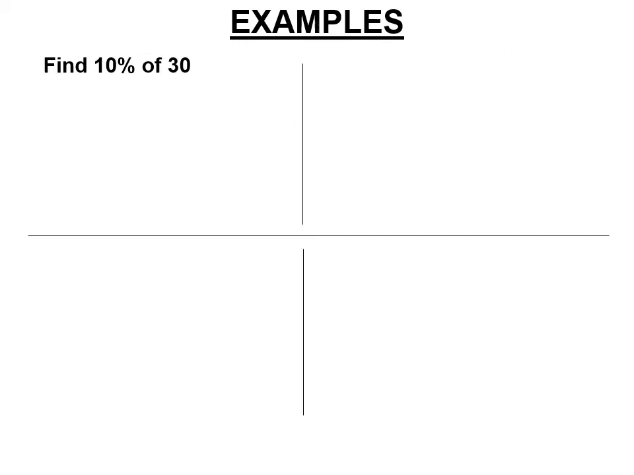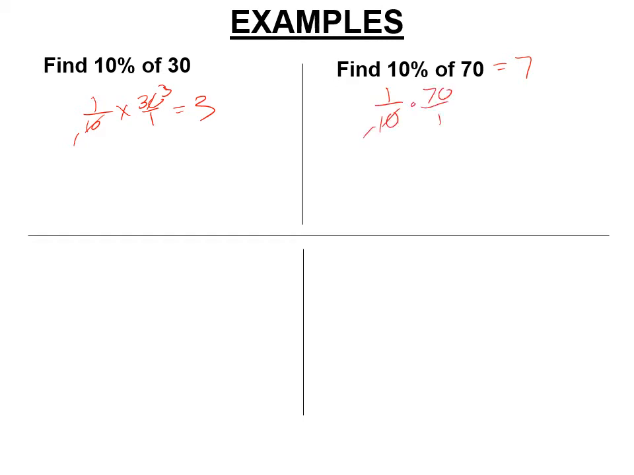Find 10% of 30, right? 10% is 10 out of 100, but we're just going to memorize the fact that that simplifies to 1/10. 1/10 times 30 is 3, right? You just take away a 0. 1/10 times 30, 10% of 30 is 3. 10% of 70, well, just take away a 0. It's 7. Here's the math, 1/10 times 70.